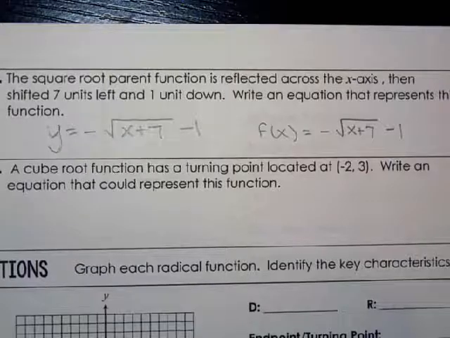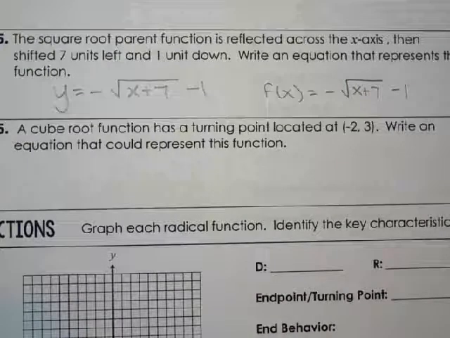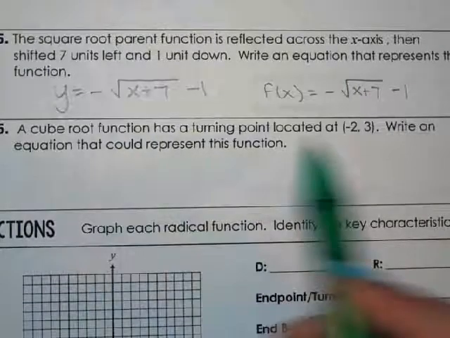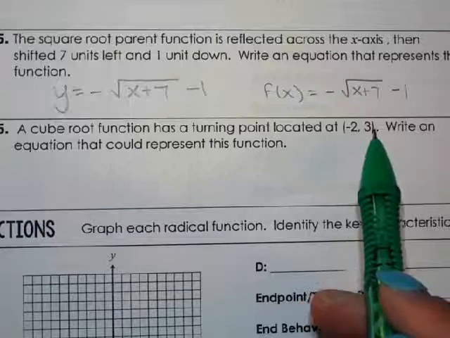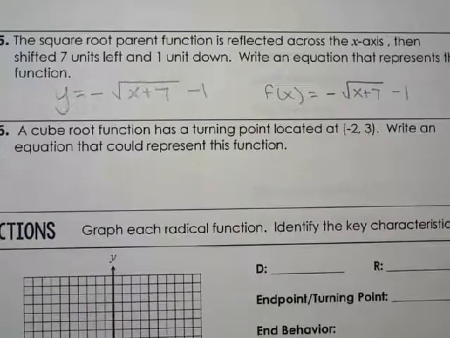A cube root function has a turning point, think of it as a vertex, located at -2, 3. Write an equation that could represent the function. So we're not allowed to put extra stuff in there, so we can't put a negative in the front, we can't put a vertical stretch on it, we can't put a vertical compression on it. So we can't add extra stuff. Cube root x plus 2 plus 3.